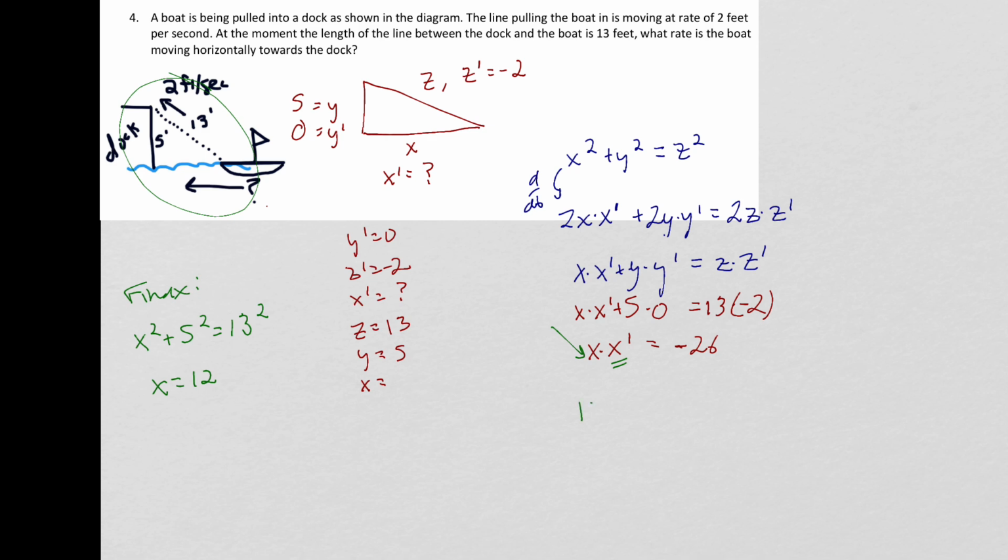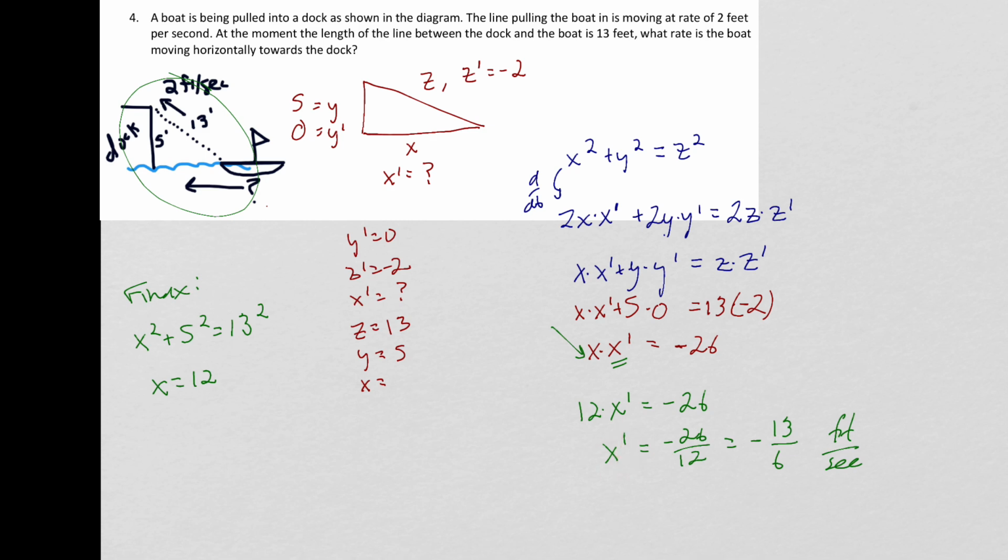So that means I can write 12 times x prime equals negative 26. And then I just divide. I get x prime equals negative 26 over 12, which simplifies down to negative 13 over 6. That's a decimal, but I don't have it, so we're just going to roll with the fraction. And I'm going to write feet per second because I know that that is going to be the units of x prime because it is a dx over dt.